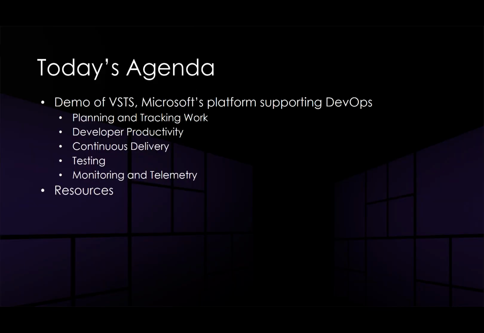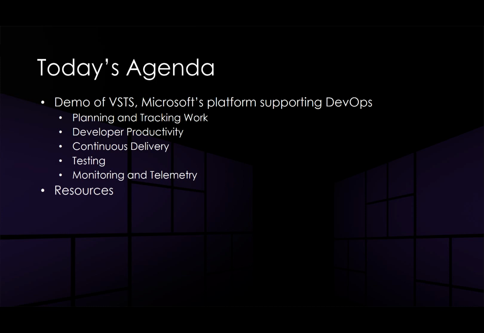So for that, we're going to talk specifically around starting off the process by working with work. So the ability to create work items within VSTS and track the work that you see within that. Then we're going to go through and actually do some things around developer productivity, specifically what we see within Visual Studio 2017 to help developers build great applications.